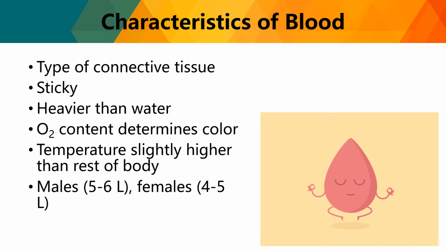The oxygen content of your blood determines its color. The temperature is slightly higher than the rest of the body. For males, you have 5 to 6 liters of blood, and for females, it's around 4 to 5 liters.